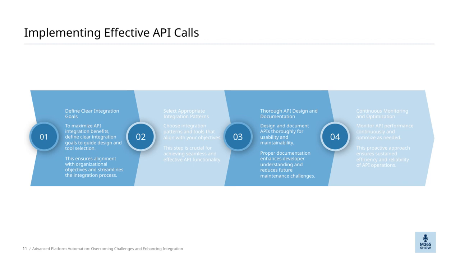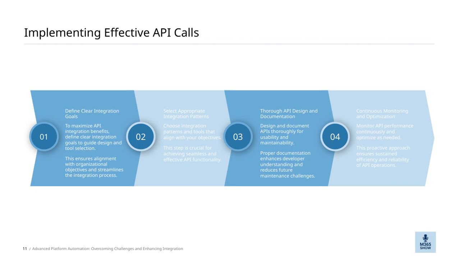Then, you want to design and document your APIs thoroughly. Good documentation isn't just about sharing information. It actually improves usability and makes future maintenance much easier. Well-designed APIs reduce confusion and help developers understand how everything works, which is essential for ongoing success.